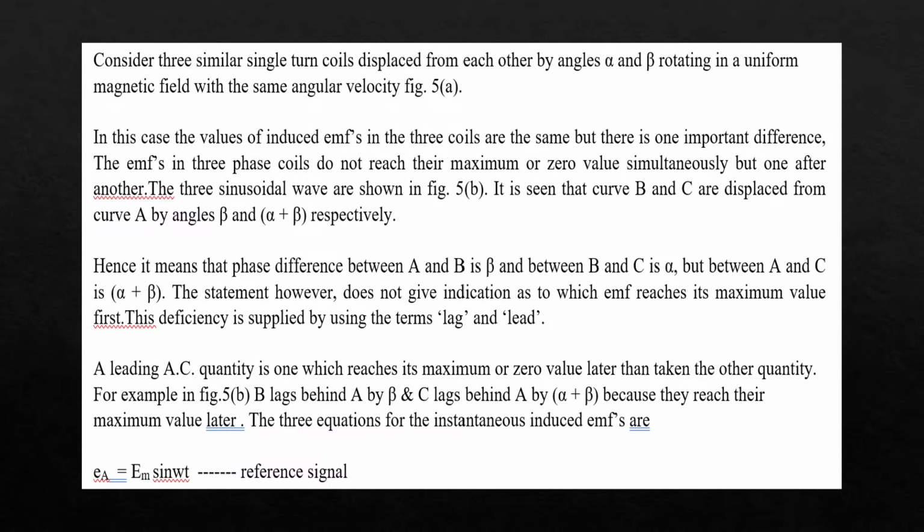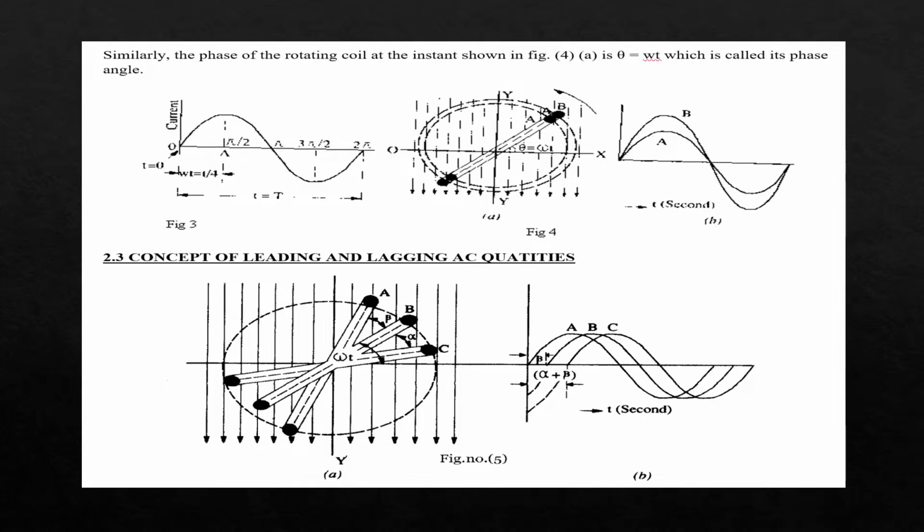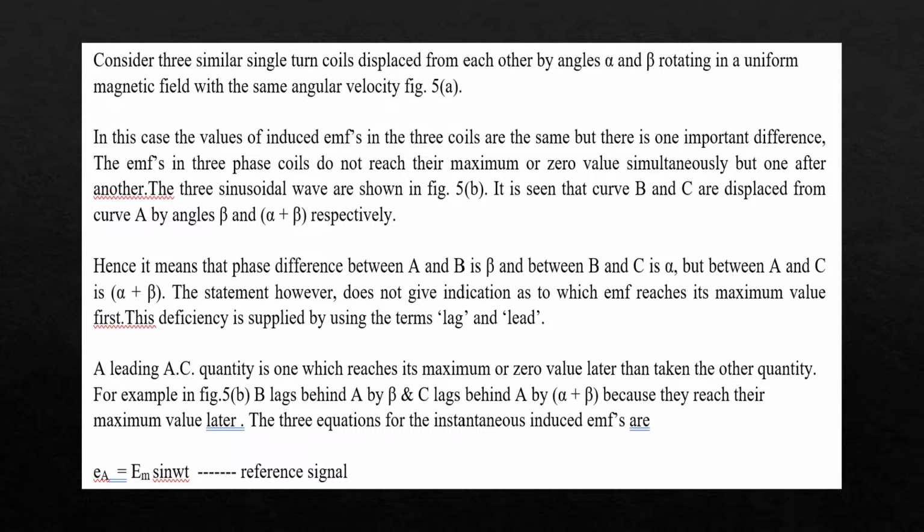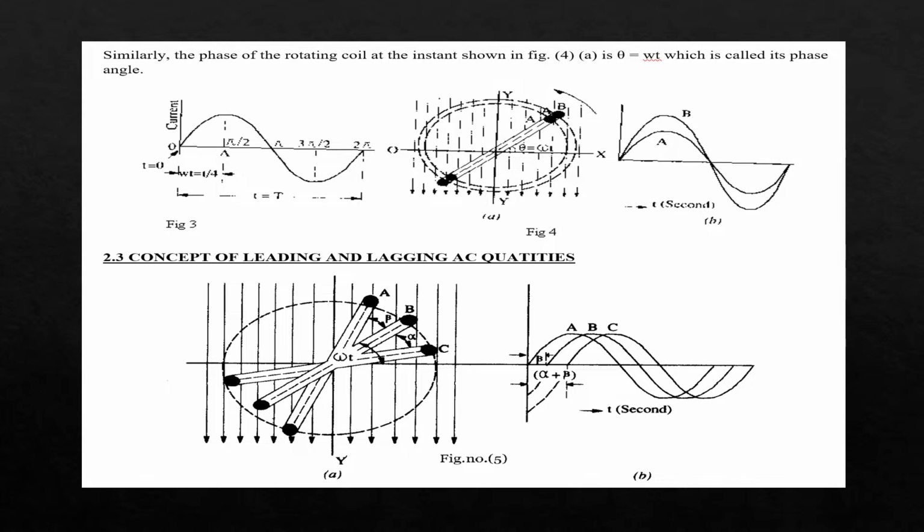Consider three similar single turns placed as in figure 5a. Here, as you can see, they are displaced from each other by alpha and beta. In this case, the values of EMFs in the three coils are the same as one. There's one important difference: the EMFs in the three phase coils do not reach a maximum or zero value simultaneously, but one after the other. So basically, curves B and C are displaced from A by beta and alpha plus beta. As you can see, this is B, lagging beta angle from A.